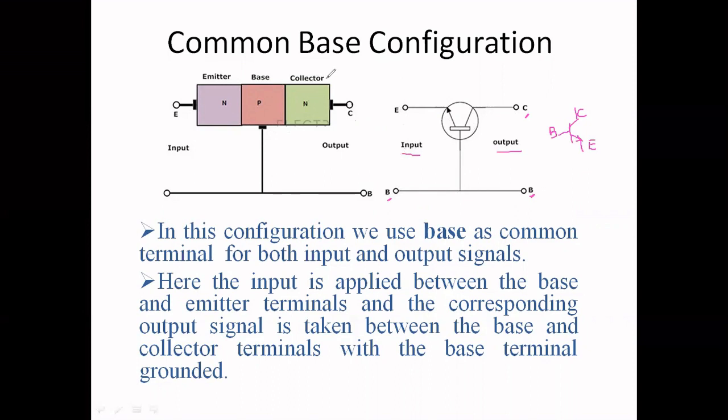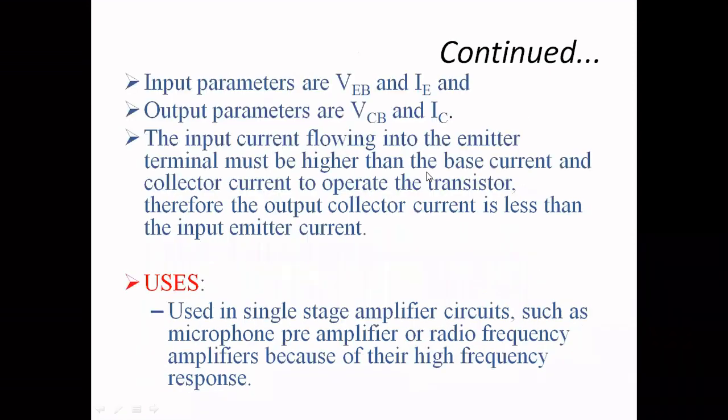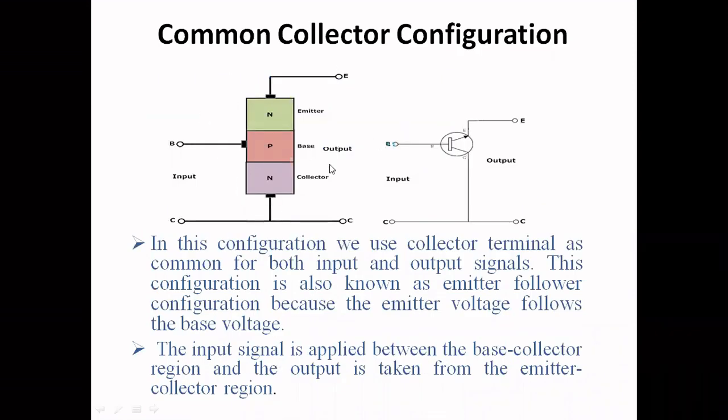Suppose I take the collector as common. Let's see the figure, how it will be. I'll show the next slide. Here the collector is made common to input and output. The collector is at the bottom. By the symbol you can see the collector C is common to input and output. Now you are getting the output across the emitter.